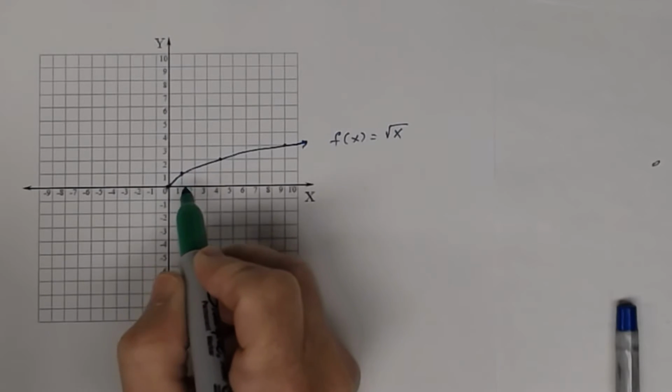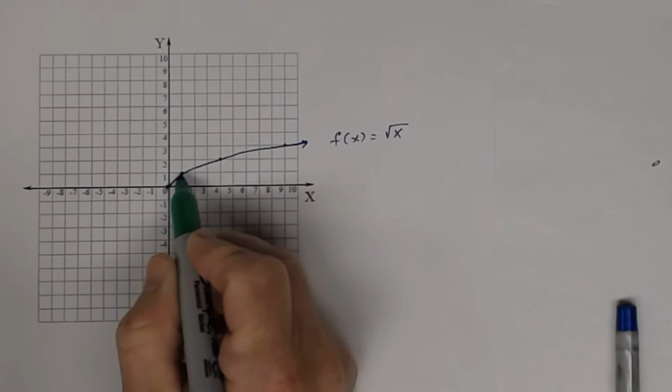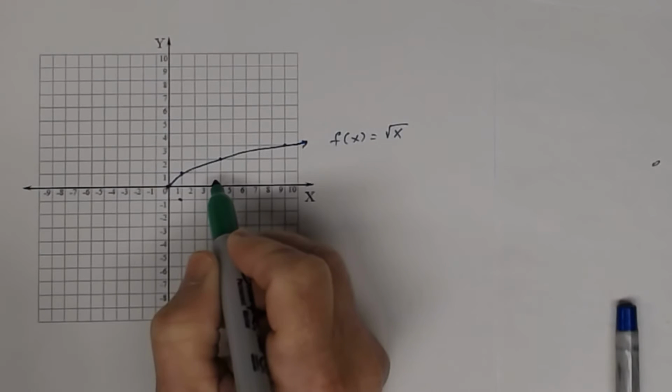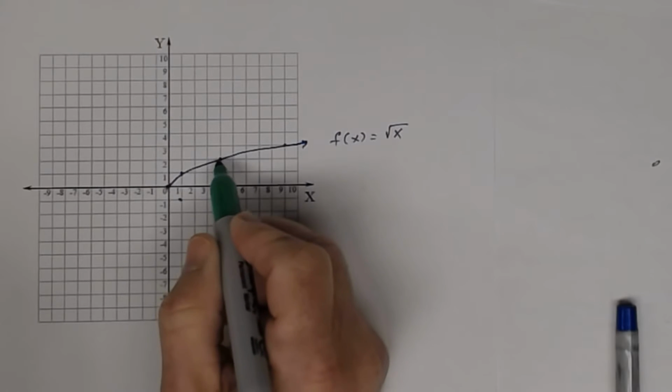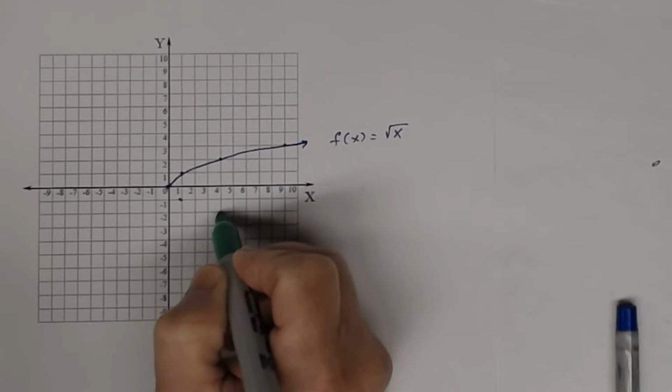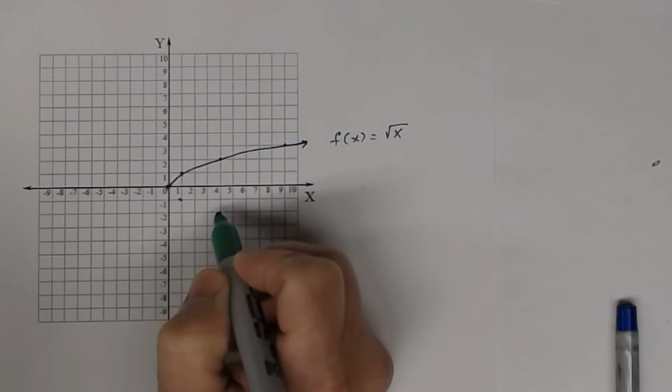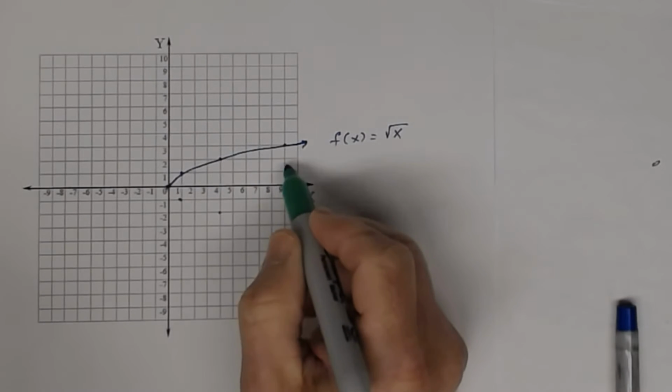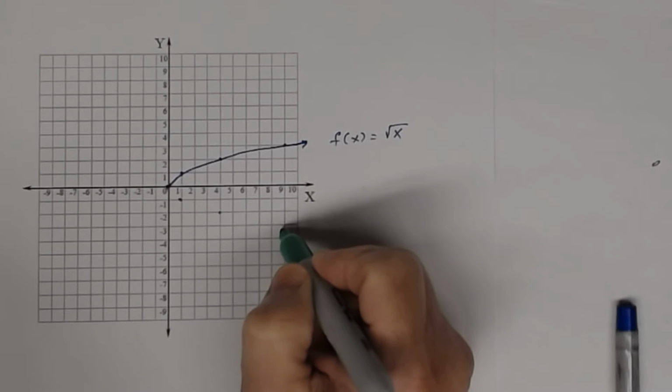When I reflect this point about the x-axis, I get this point right here, right? So (1, 1) becomes (1, -1). (4, 2) becomes (4, -2). So notice the y-coordinate changes. The x-coordinate stays the same. (9, 3) becomes (9, -3).